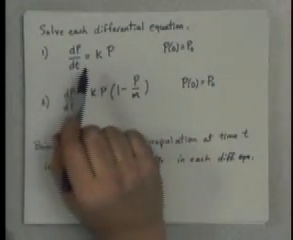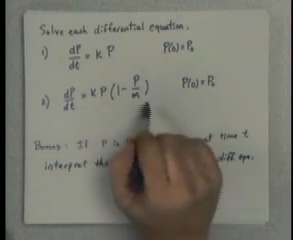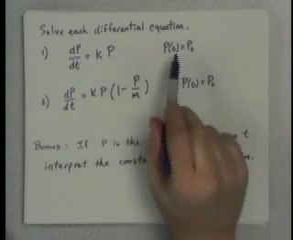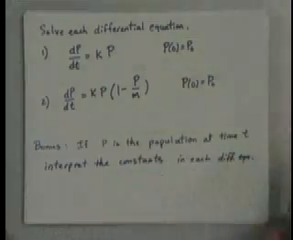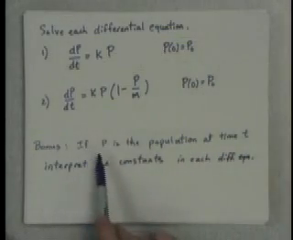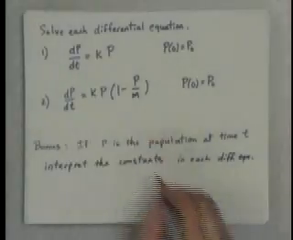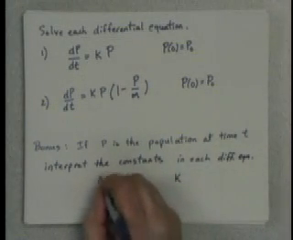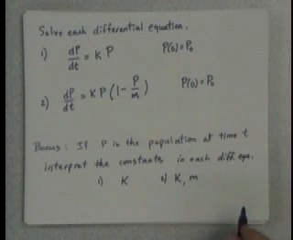We have dP/dt equals k times P, and dP/dt equals k times P times the quantity 1 minus P over M. And in both cases, I want the initial condition P of 0 equals P sub 0, so some initial population. And for bonus points, if P is population at time t, interpret the constants. That is, in the first one there's k, and in the second one there's k and M. Say what they represent, in terms of population and time.